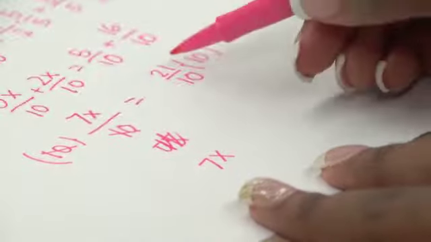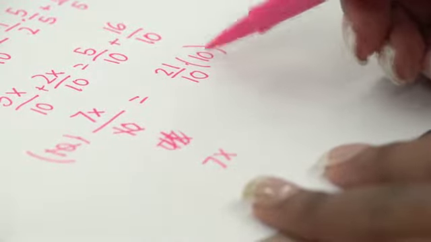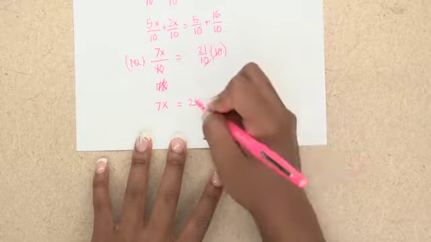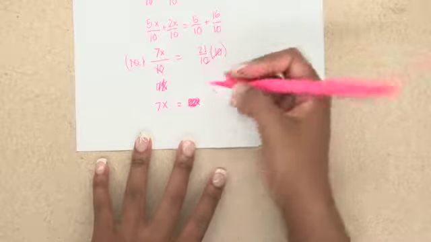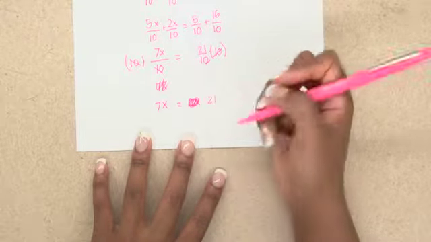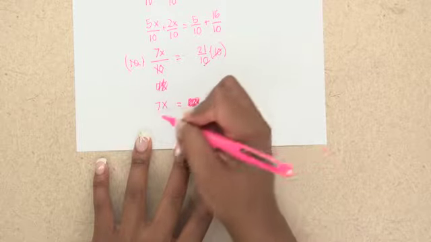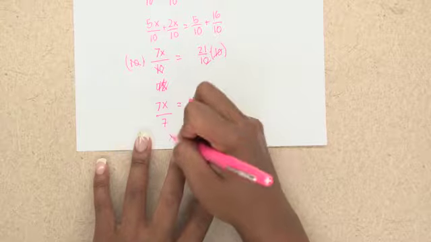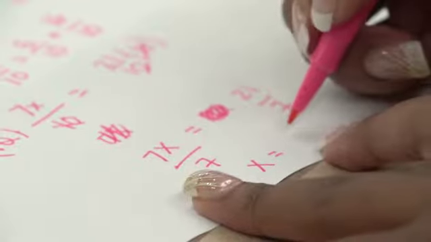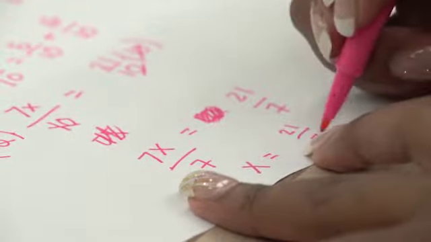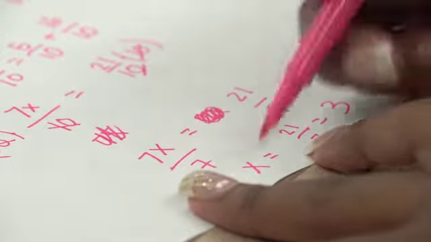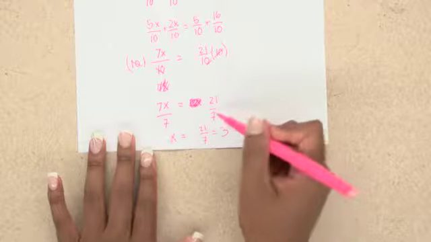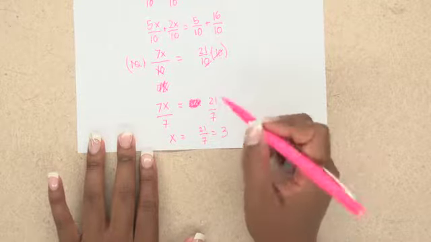And then we have 21 times 10 over 10. 10 over 10 is 1. So 7x is equal to 21. And then we want to isolate x, so we divide both sides by 7. And we get x is equal to 21 divided by 7, which is equal to 3. So x is equal to 3. We're not quite done yet. We want to double check and make sure that x equals 3 solves our equation.